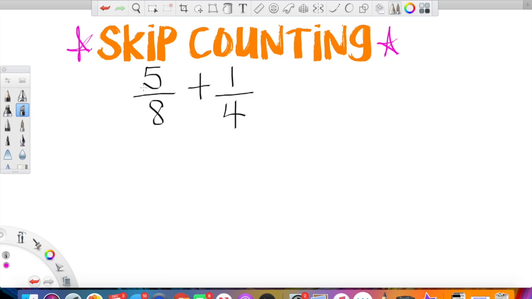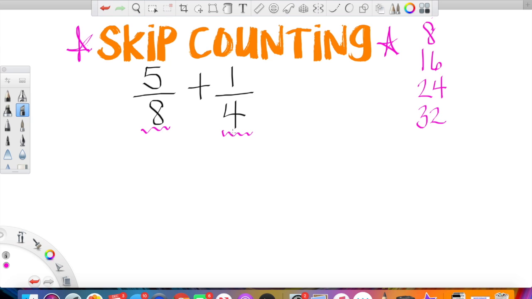So here our expression is 5/8 plus 1/4. We can skip count by both of these denominators over here on the side to find some common multiple that they share. So let's first skip count by 8s. Ready? Here we go. Imagine me skipping around the room. 8, 16, 24. So this is 8 times 1 is 8. 8 times 2 is 16. 8 times 3 is 24. 8 times 4 is 32.